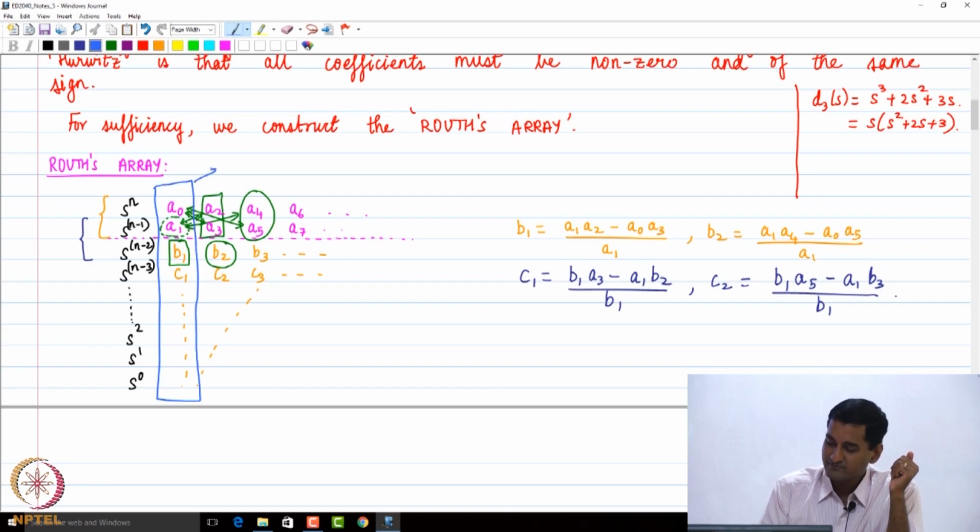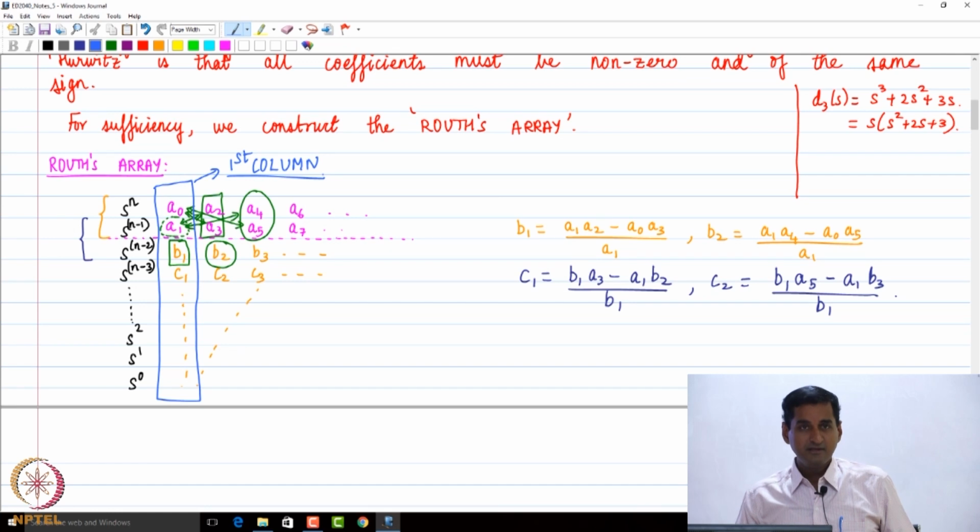Okay, this is the first column. And the sufficiency condition is that there should not be any sign changes in the first column of the Routh array. That is when the polynomial would be Hurwitz. Okay, so let me write down what I just stated.